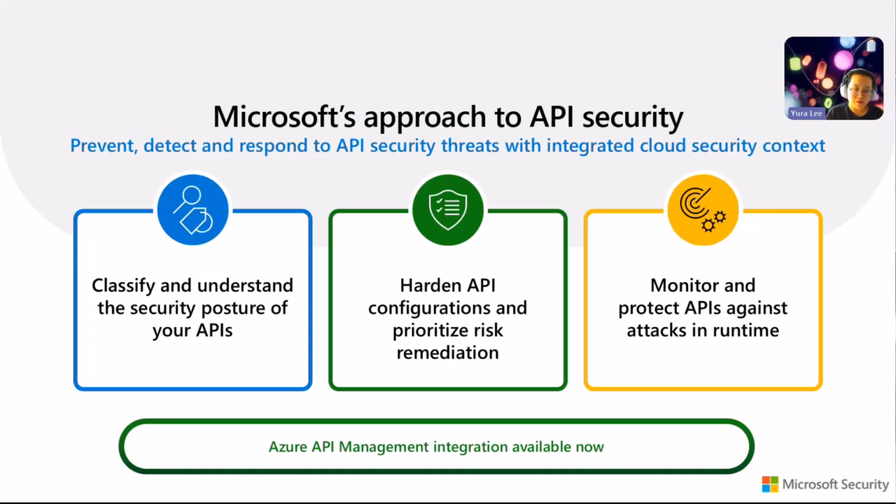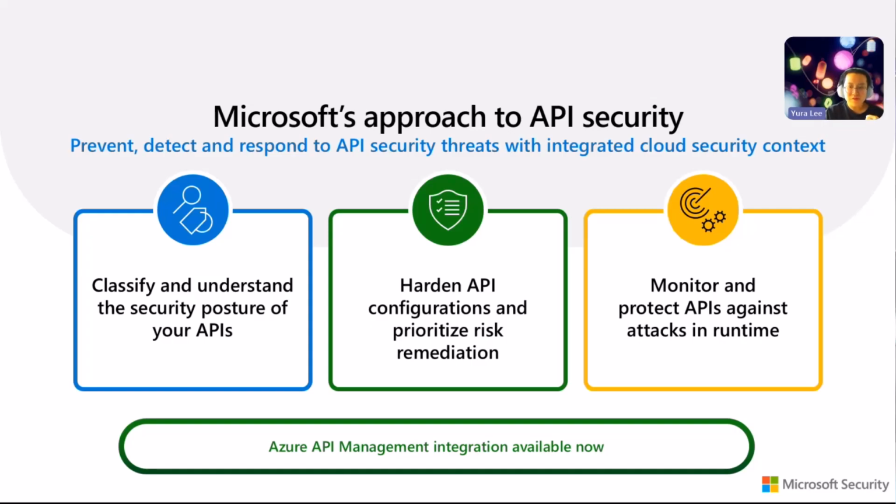So first, with Microsoft's approach, we help classify and understand the API posture based on the cloud security context. So basically what that means is, security admins, developers, we don't always know what's going on except what's in front of us. To know which APIs are unauthenticated, for example, or like you said, they were created and forgotten, so they're dormant. To know that these exist in the environment is very critical and crucial, right?